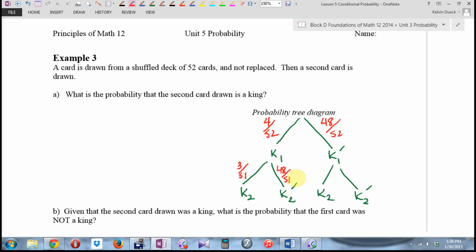Down the right-hand branch, we picked a non-king. How many kings are left in the deck then? How many kings are left in the deck? What's going to go right here? 4, right? Out of? How many non-kings? Because we didn't get a king on the first, so there's only 47 left. There's my tree.